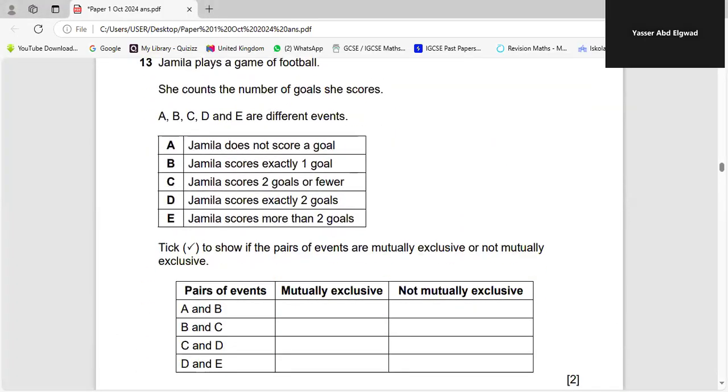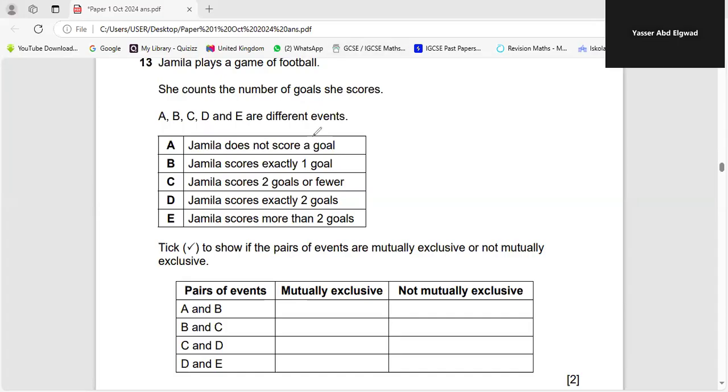Here we have Jamila, who plays a game of football. She counts the number of goals she scores. A, B, C, D, and E are different events. And he asks you about mutually exclusive and not mutually exclusive. What is the meaning of mutually exclusive? If they have a relation between them, it's called not mutually exclusive. For example, if we have an intersection between them, we say not mutually exclusive. If there is no intersection between them, they are mutually exclusive.